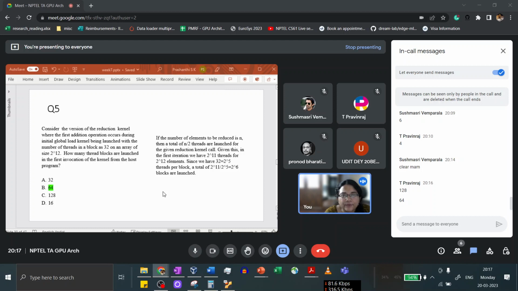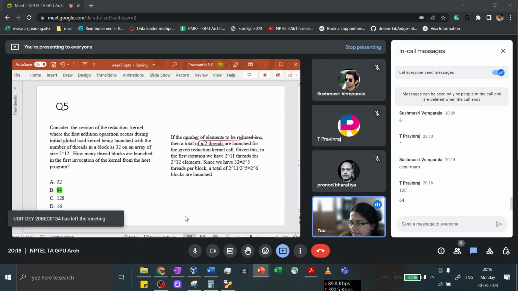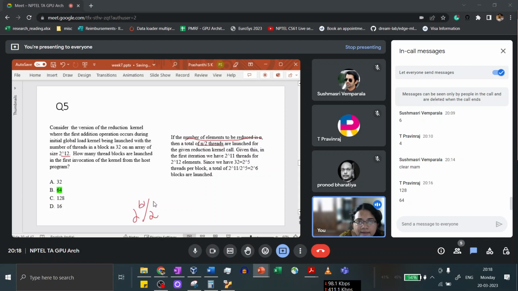So it is 64. So how does it come out to be 64? If you have total number of elements to be n, you launch a total of n by 2 threads, right? We saw this in the example that we studied in class. Now, given this, in the first iteration, your array size is 2 power 12, right? So 2 power 12 divided by 2 is just 2 power 11. So in the first iteration, you would launch 2 power 11 threads.